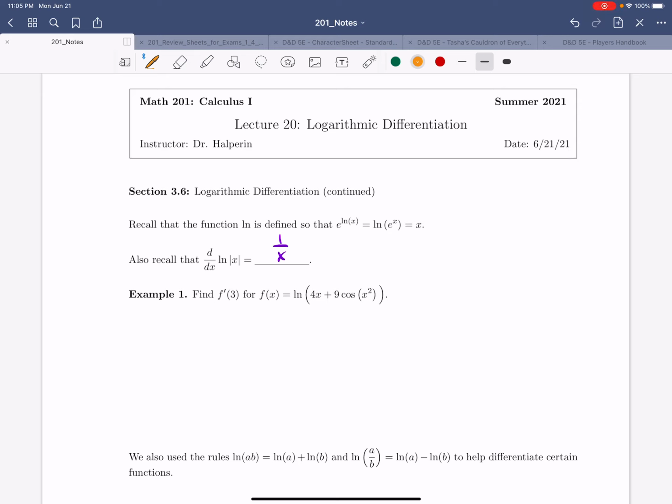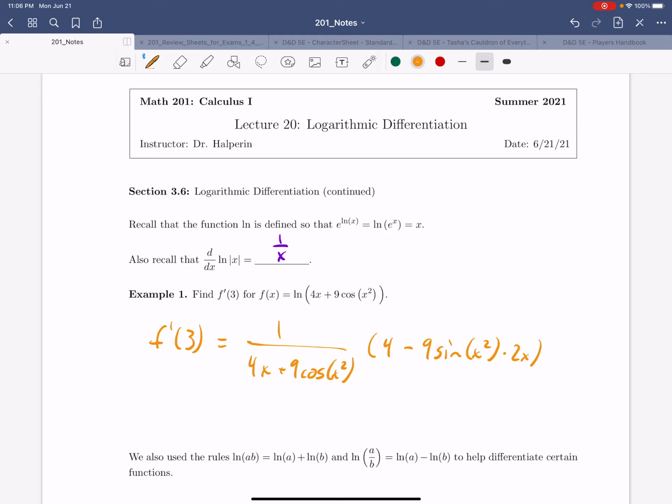Hey, let's do some quick differentiation involving the natural log, ln. Here, f prime of 3 is going to equal 1 over all that stuff on the inside, times the derivative of the inside. So it's going to be 4, I guess that's minus 9 sine of x squared times 2x. You could simplify that to minus 18x sine of x squared, but yeah.